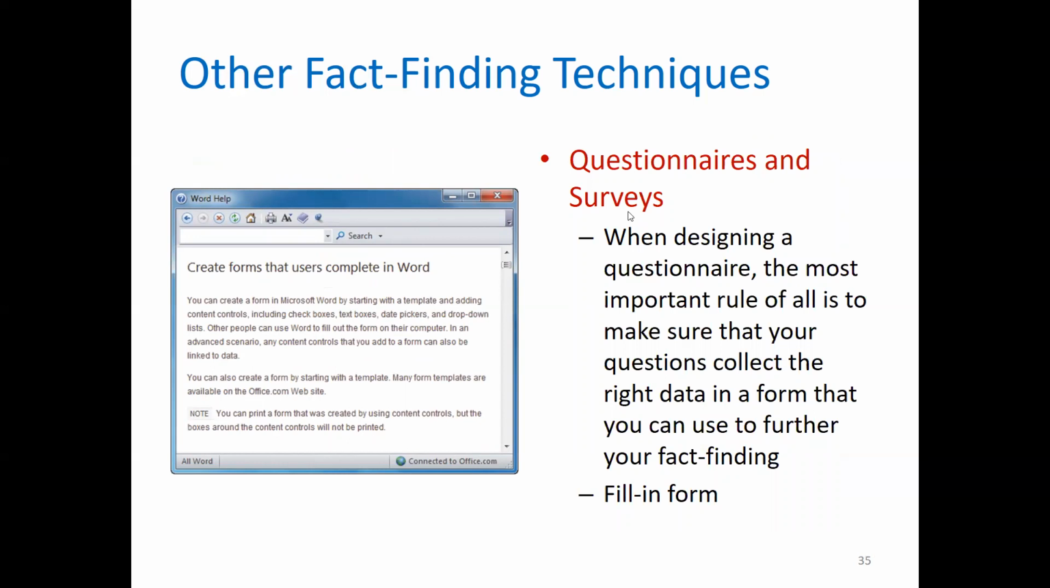And you have questionnaires and surveys. Okay, questionnaires, I think you should be familiar with what questionnaires are. Questionnaires and surveys might have the same purpose. When designing the questionnaire, the most important rule of all is to make sure that your questions collect the right data in a form that you can further your fact finding. True, this is what we must have learned in high school.